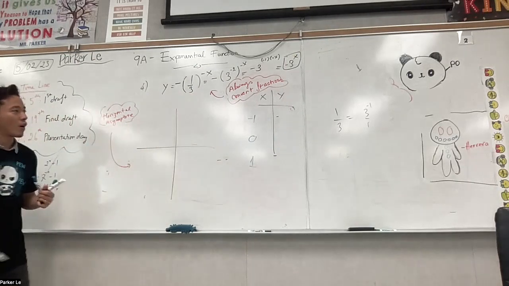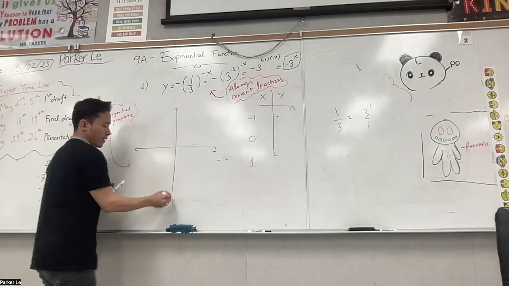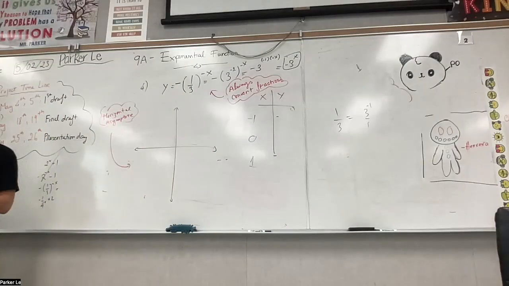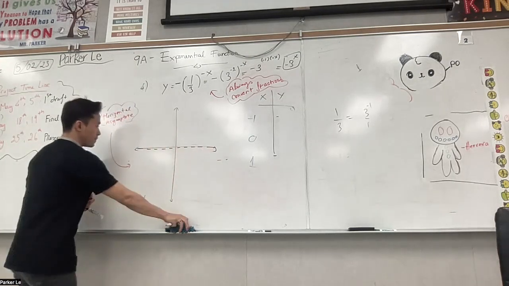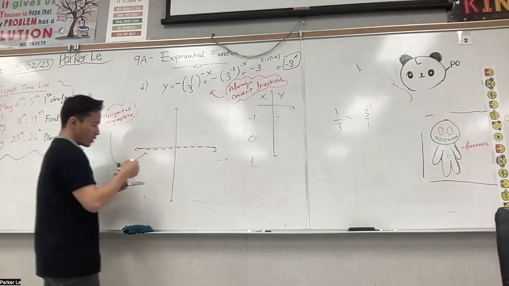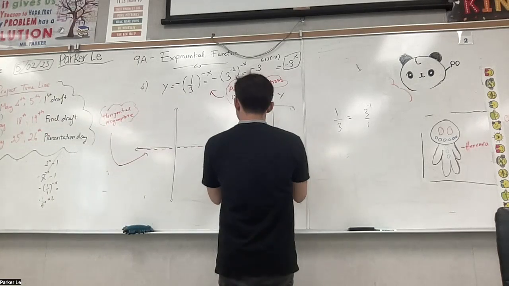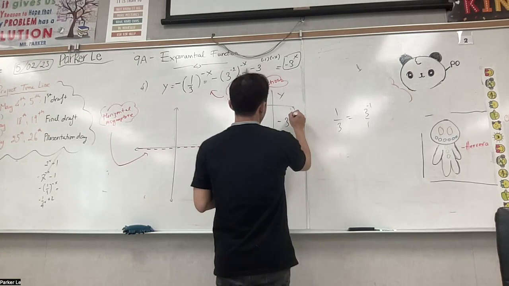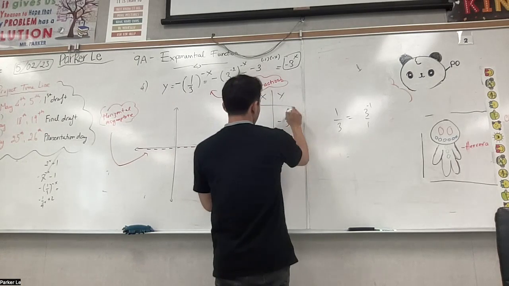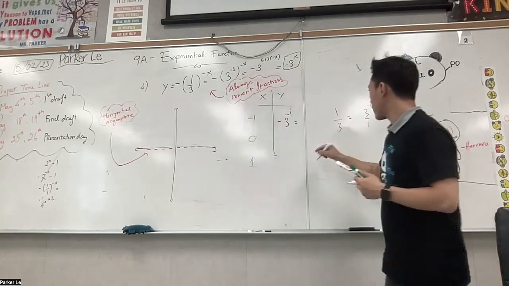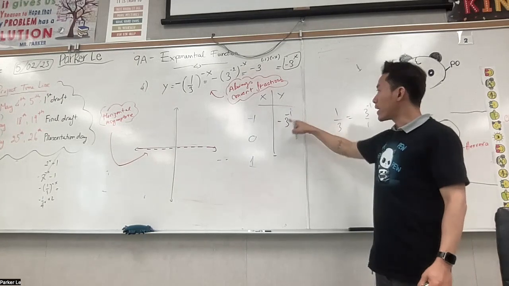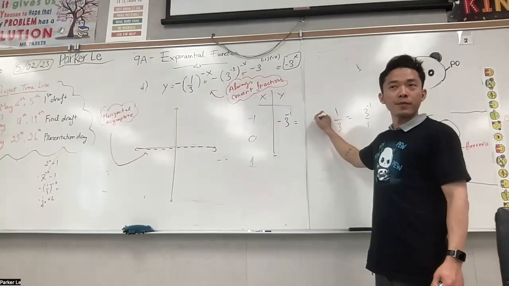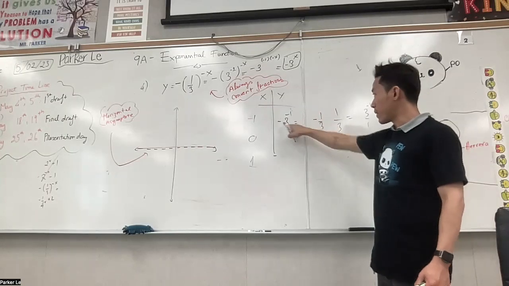All right. Where is the horizontal asymptote? This is the horizontal asymptote. Okay, 3 points. Now plug it in. Negative 3 to the power x. x is negative 1. So what is negative 3 to the negative 1? Negative 1/3. You have a negative.